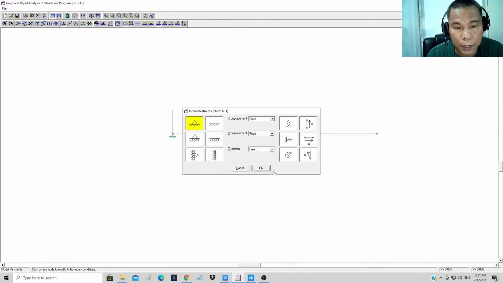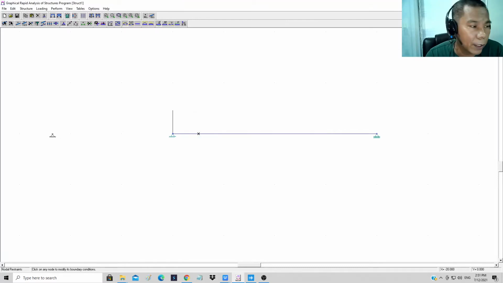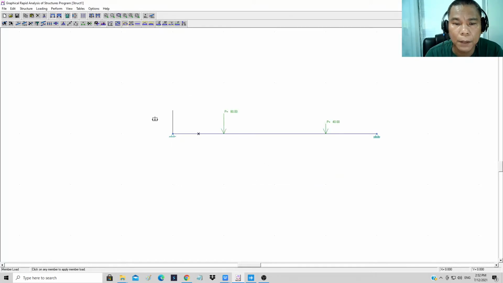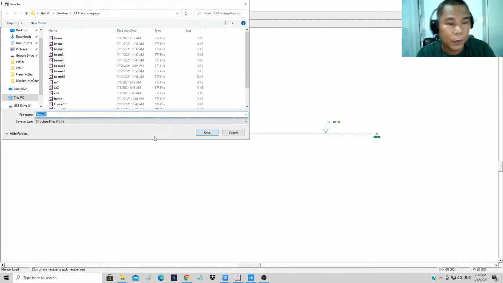Then the reactions: a hand support and a roller support at both ends, and we can add the forces involved. We have the concentrated load, which is equal to 80 kips at a distance of 10. You can add another concentrated load, 40 kips at a distance of 30. Then you can save your work.